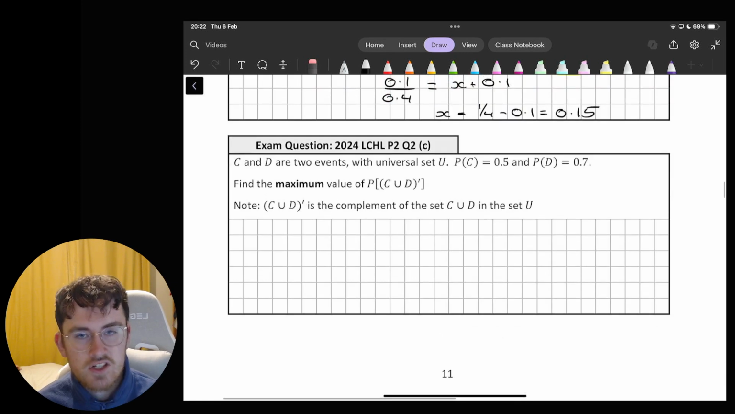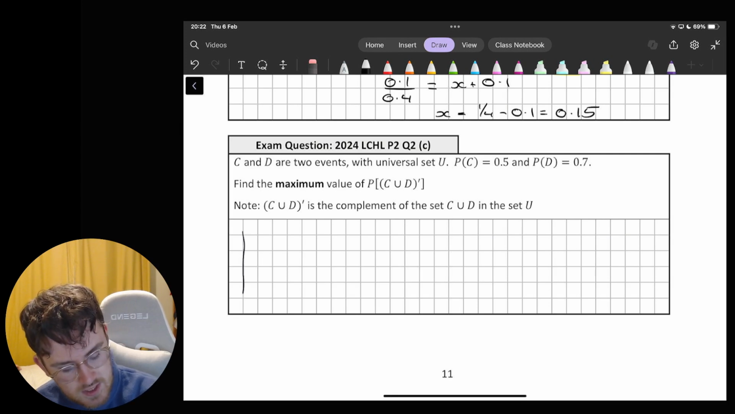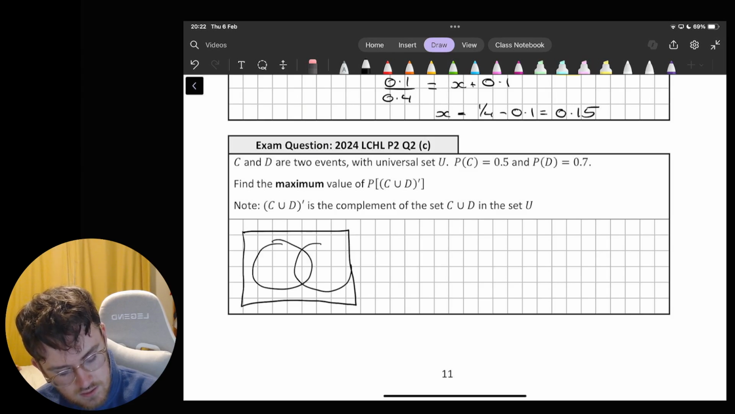Okay, last little question here. C and D are two events with universal set U. We've been given the probability of C and D. We're asked to find the maximum value of the probability of C union D complement. So let's look at this here. This is C, this is D.